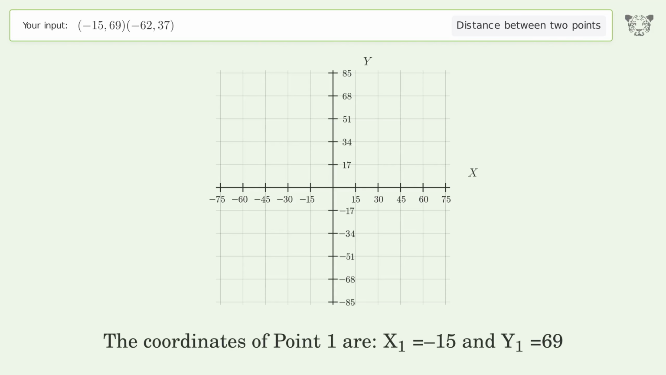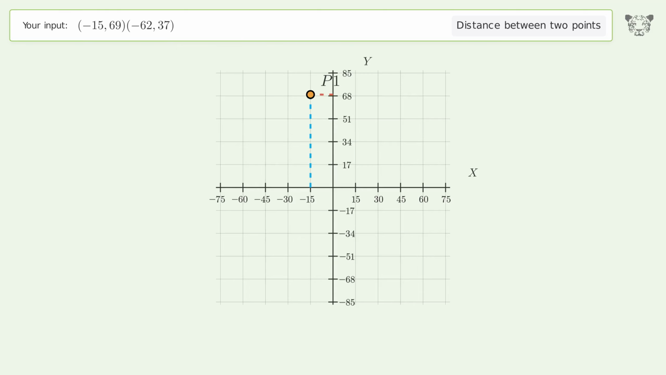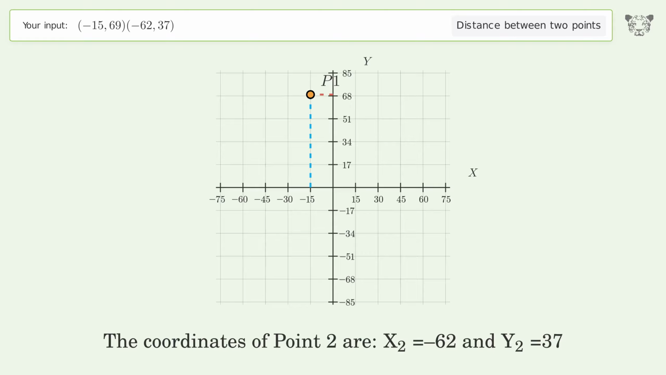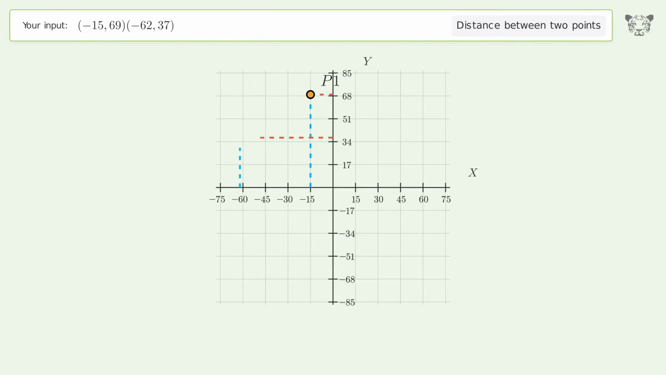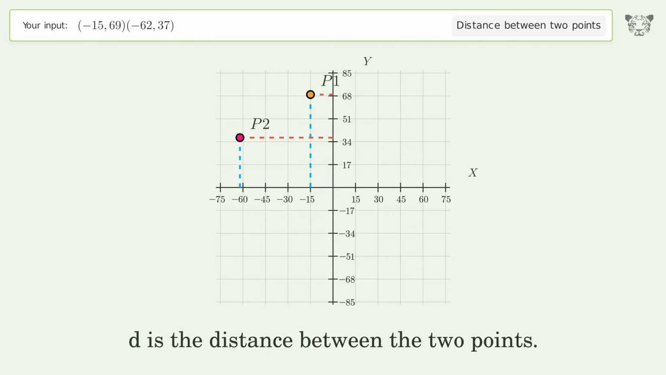The coordinates of point 1 are x1 equals -15 and y1 equals 69. The coordinates of point 2 are x2 equals -62 and y2 equals 37. D is the distance between the 2 points.